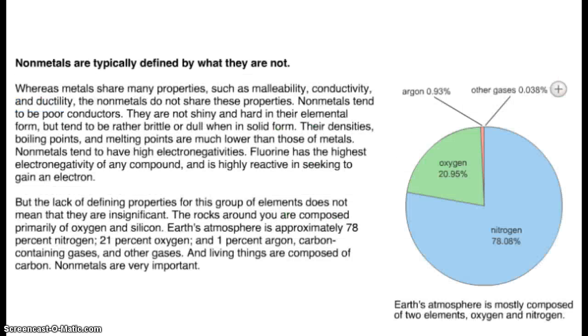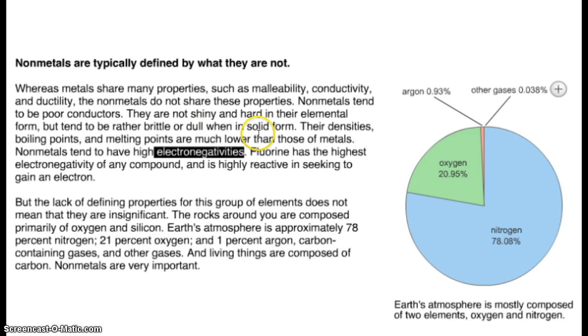Nonmetals are typically defined by what they are not. Whereas metals share many properties such as malleability, conductivity, and ductility, the nonmetals do not share these properties. Nonmetals tend to be poor conductors. They are not shiny and hard in their elemental form, but tend to be rather brittle or dull when in solid form. Their densities, boiling points, and melting points are much lower than those of metals. Nonmetals tend to have high electronegativities. So high electronegativity means that what? It really wants to get an electron.